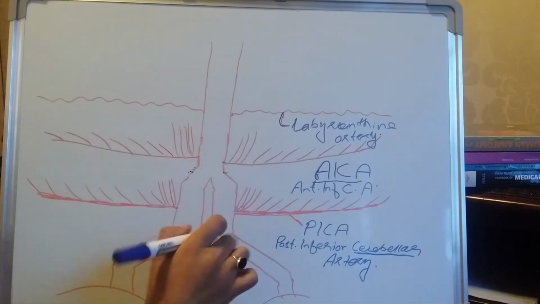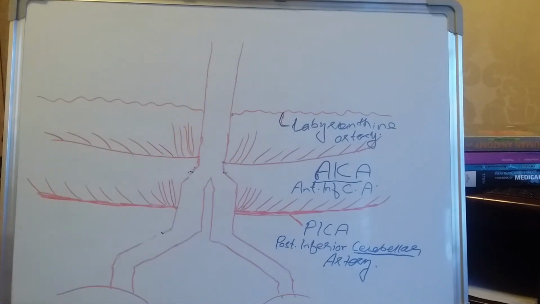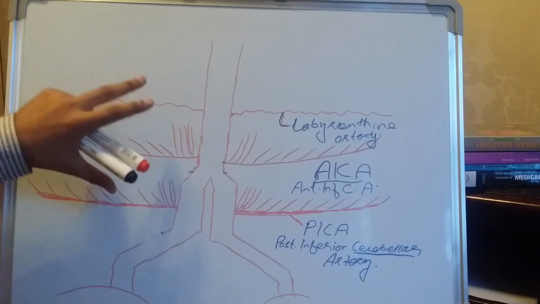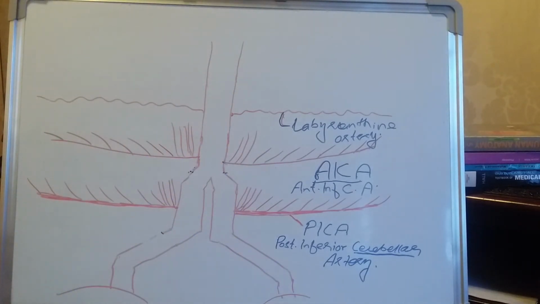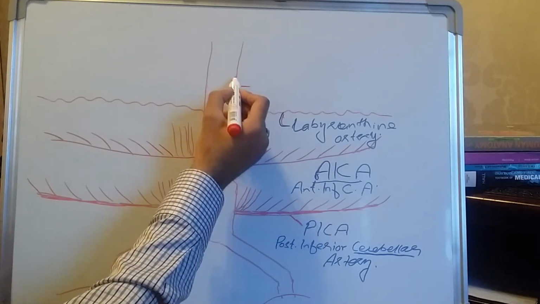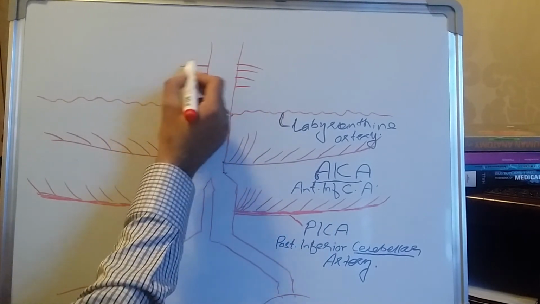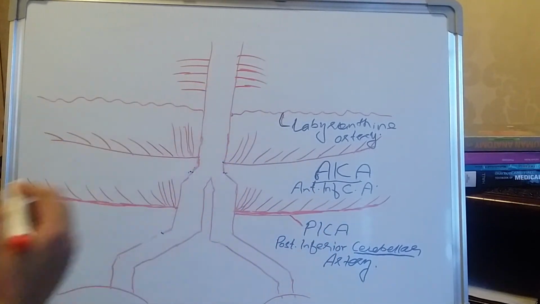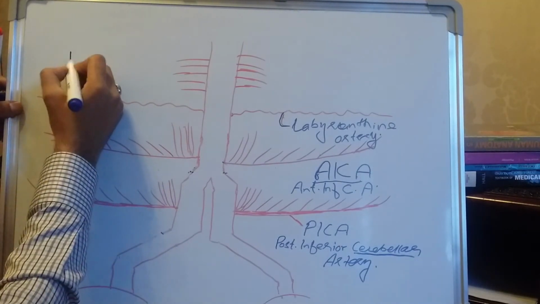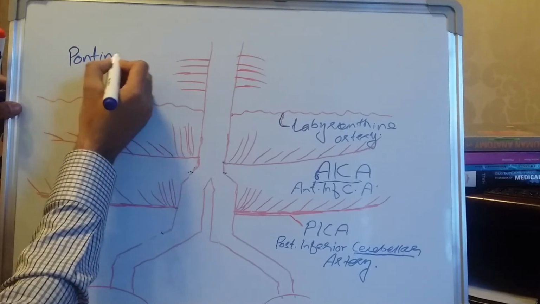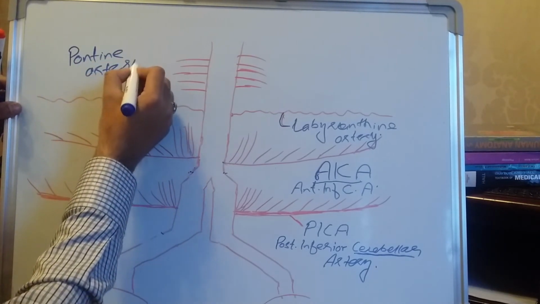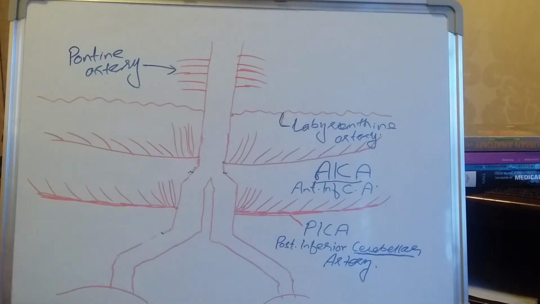So this is the blood circulatory system which mainly provides blood to different regions, and it also includes further branches which provide blood supply to the upper portion of our brain, the frontal lobe, the temporal lobe, and other parts of the brain. The other arteries which originate from here are smaller branches which provide blood supply to the pons. These are called pontine arteries.